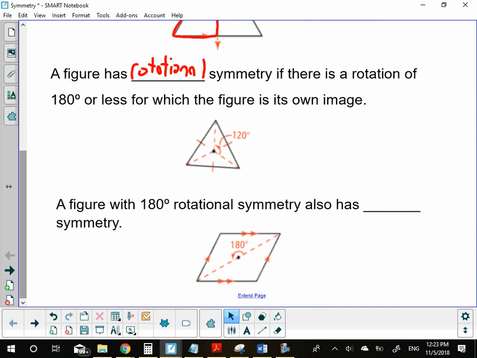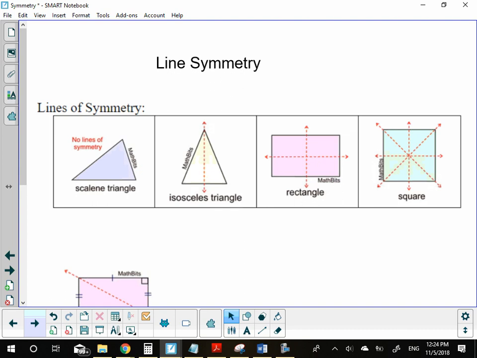And then there's a special case of rotational symmetry where if it's exactly 180 degrees, we're also going to call that point symmetry. Got some examples of these. Let's look at line symmetry.